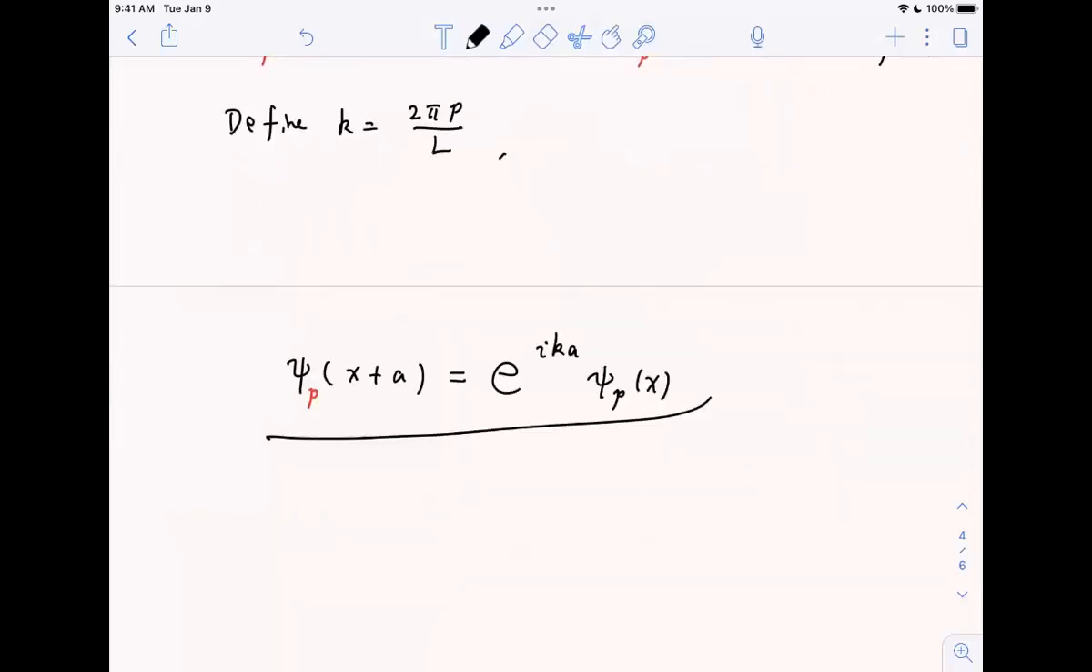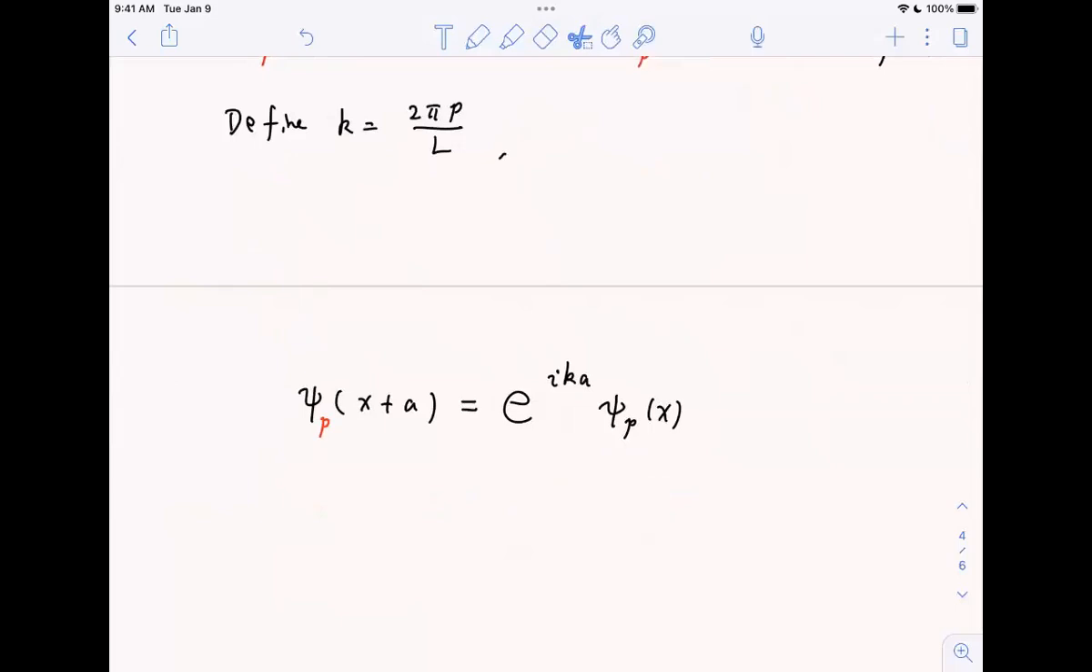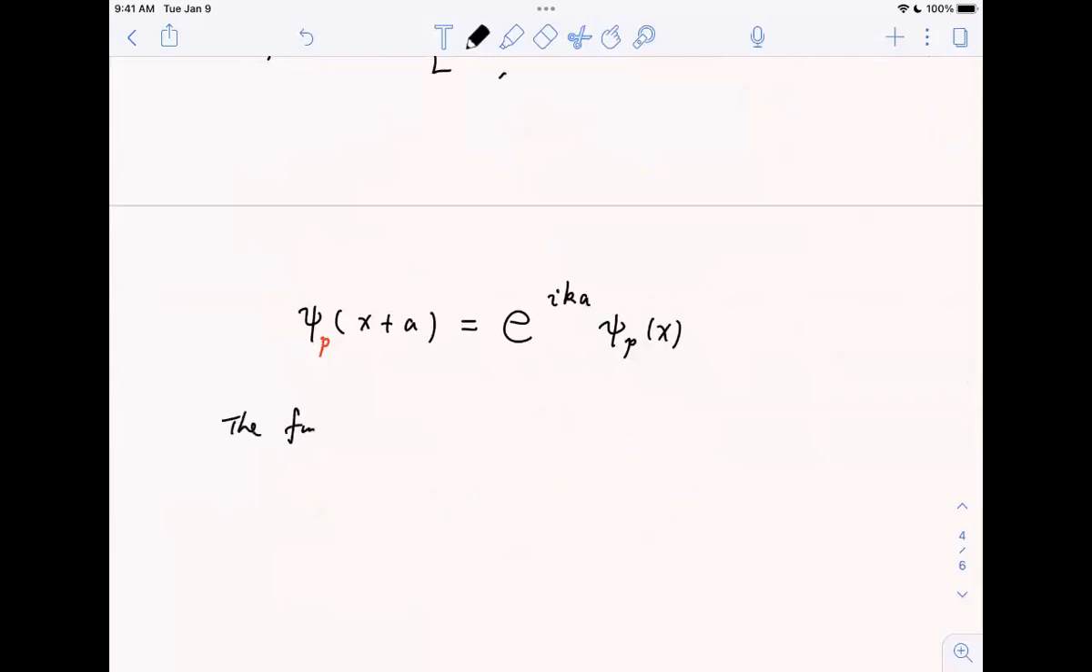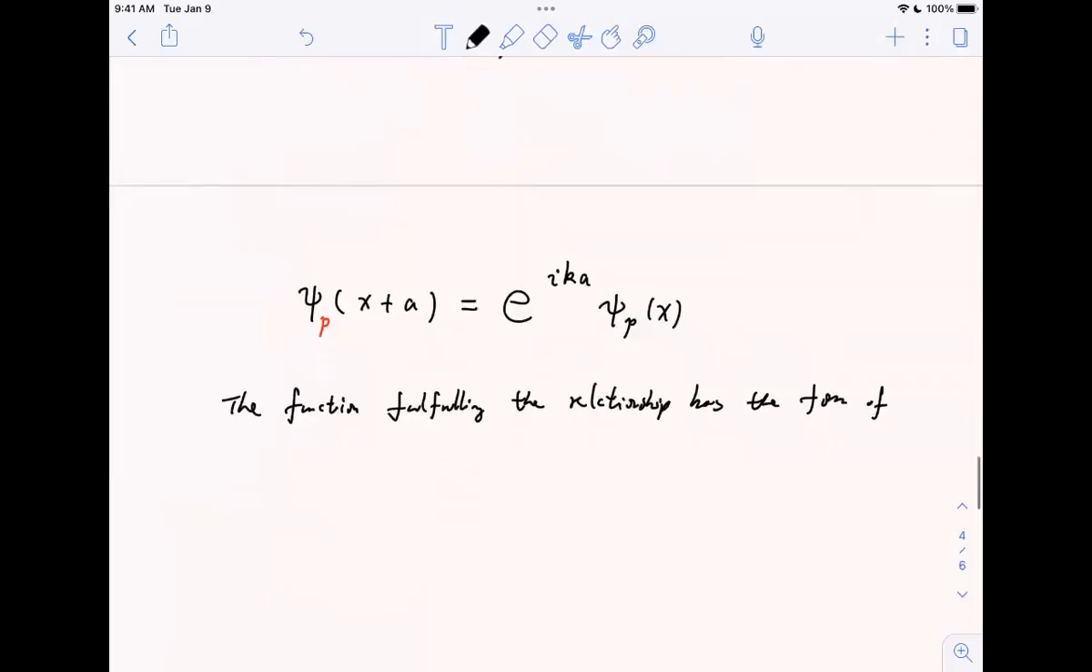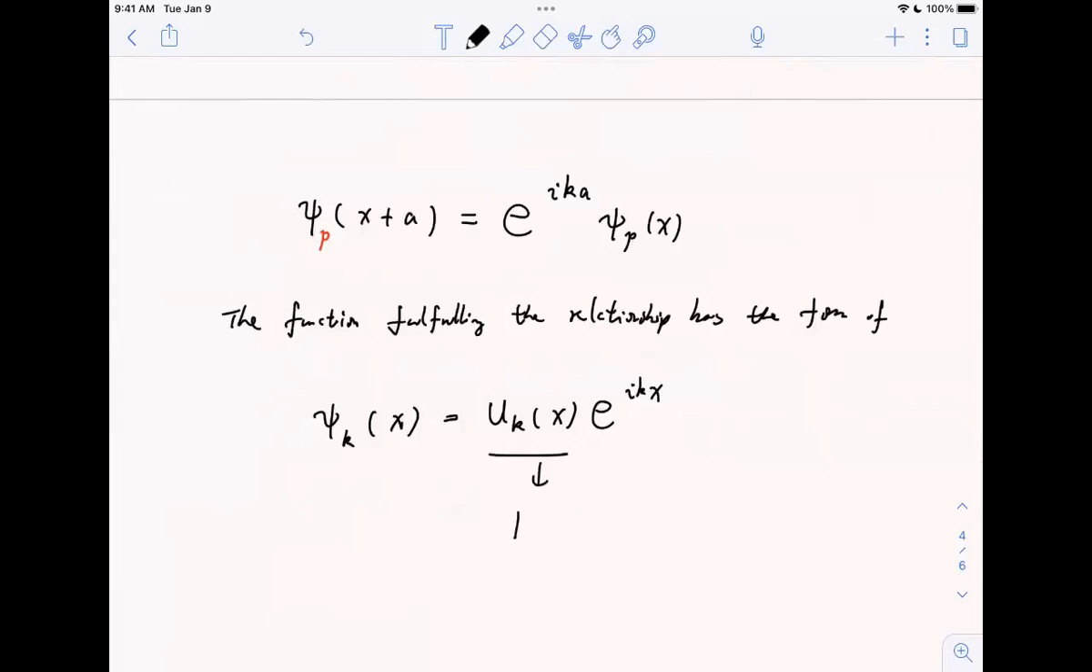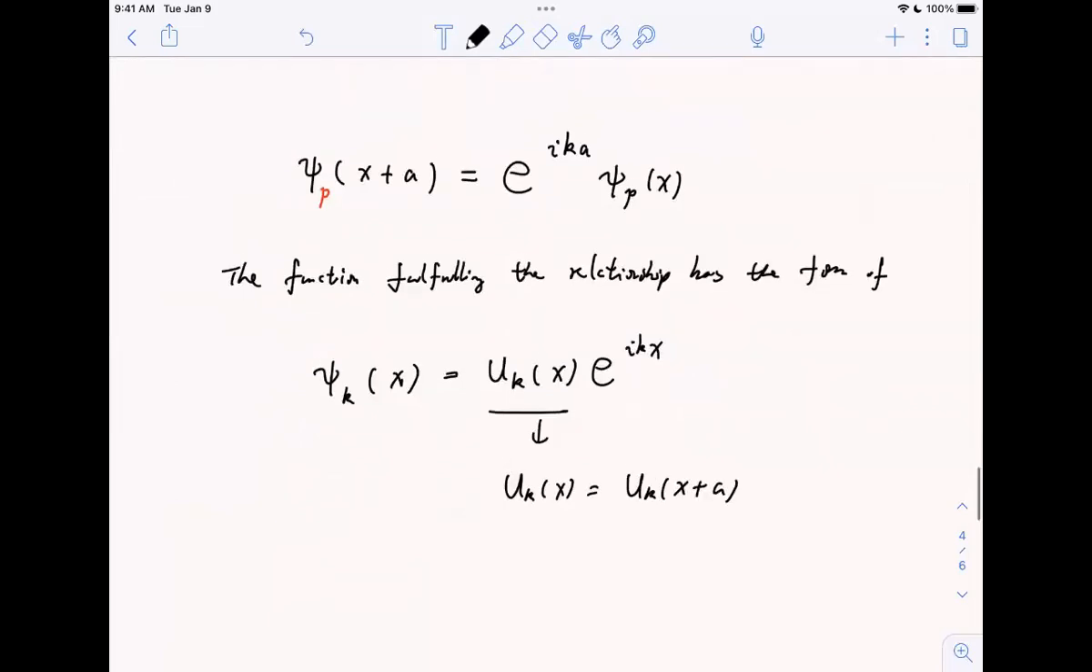So if you look at this, you find that this is what you learn in solid state physics. Okay, so what function can fulfill this kind of relationship? The function fulfilling this relationship has the form of e to the i K x times u_K. So this is a periodic function. So this is the Bloch theorem.